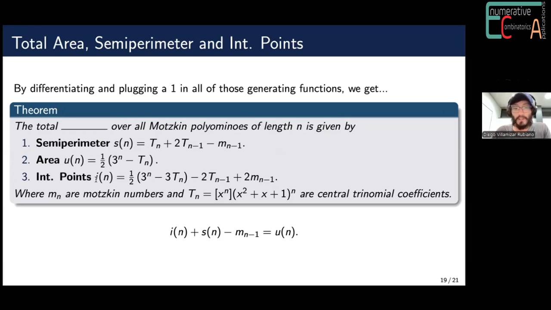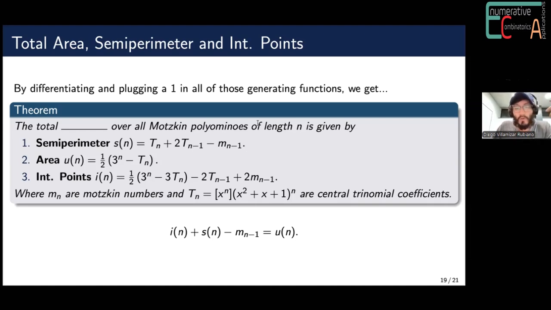And what I want you to notice is that because we had Pick's theorem, these three quantities are tied together in this formula here. Remember that Pick's theorem has a -1 somewhere, so that -1, because I am adding over all possible Motzkin polyominoes, becomes the number of Motzkin polyominoes, which is the Motzkin number, evaluated in -1. In all these formulas, there are three sequences. Say 3 to the power of n, the central trinomial coefficients, which are the central coefficient of the expansion of this polynomial, and the Motzkin numbers.